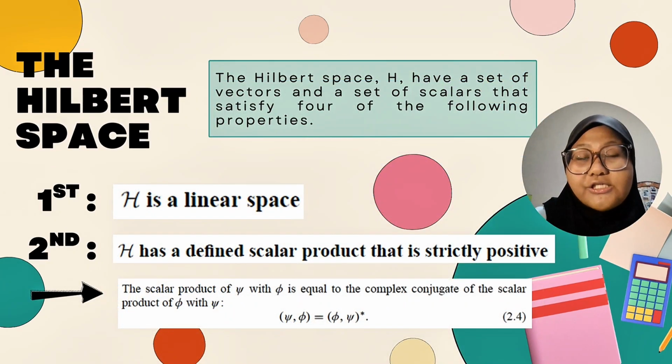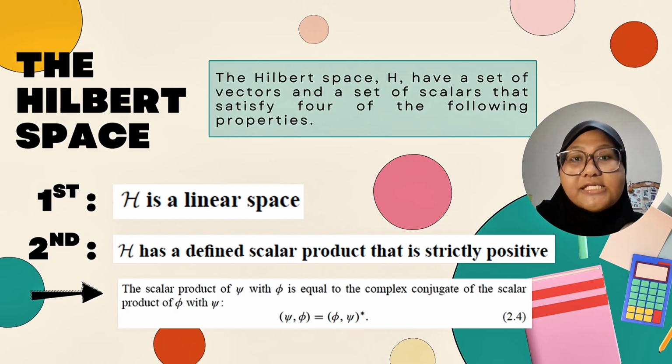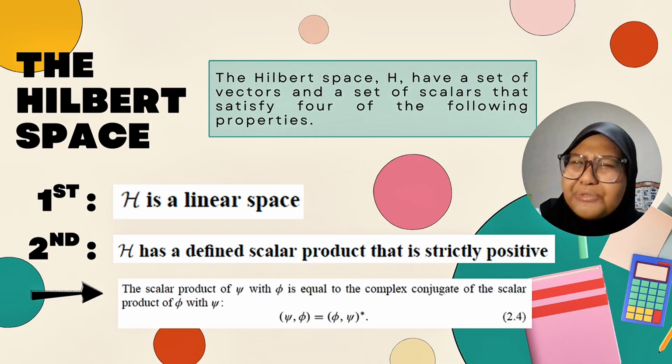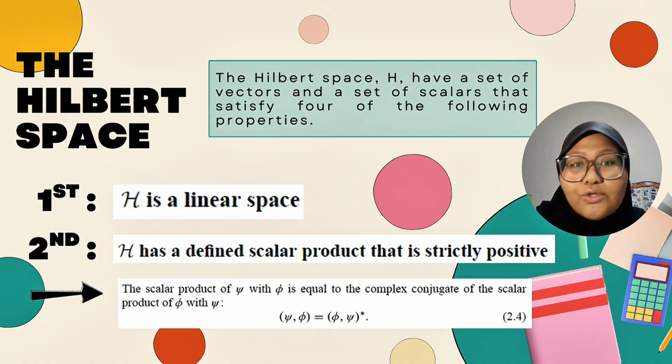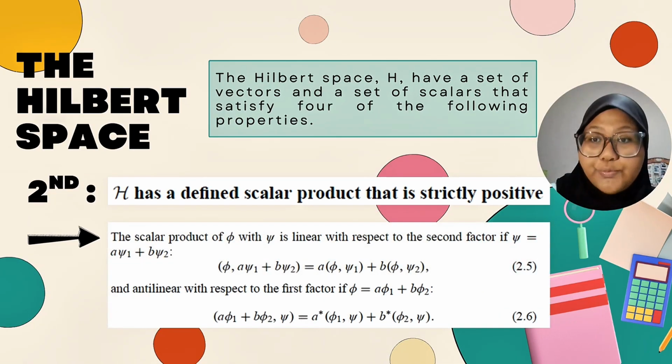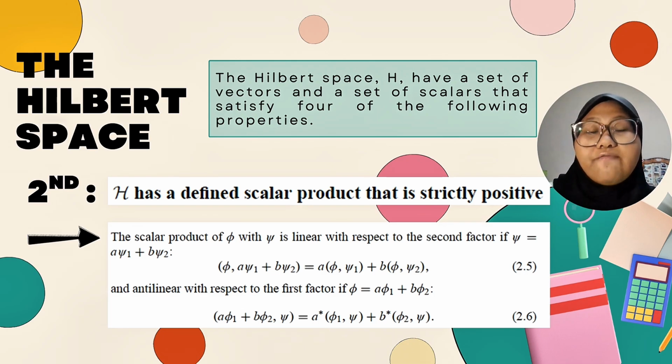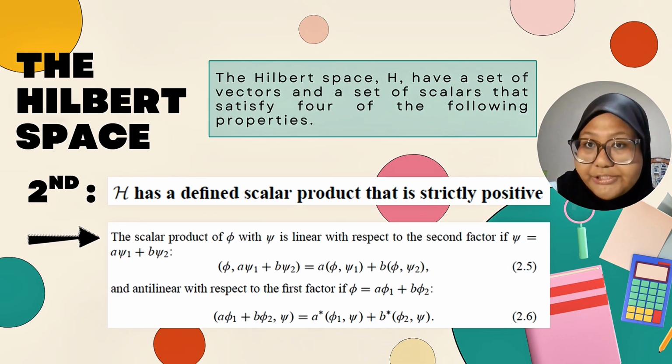Now moving on to the Hilbert space, which is denoted by H, having a set of vectors and a set of scalars that satisfy the following four properties. The first one: Hilbert space is a linear space. The second one: Hilbert space has a defined scalar product that is strictly positive, where the scalar product of psi with phi is equal to the complex conjugate of the scalar product of phi with psi. The third one: the scalar product of phi with psi is linear with respect to the second factor, if psi is equal to a psi 1 plus b psi 2.